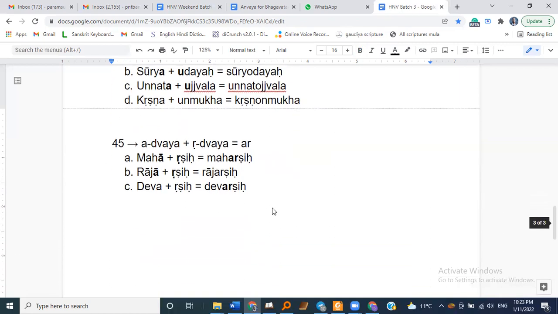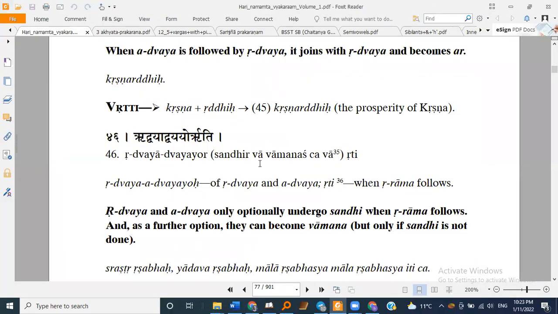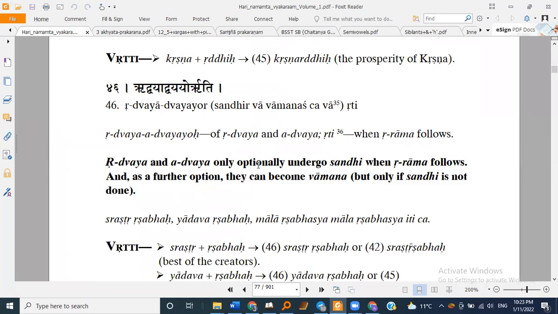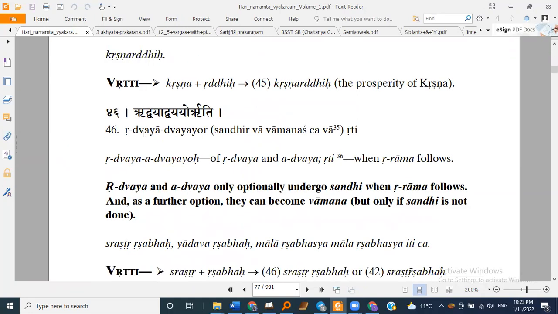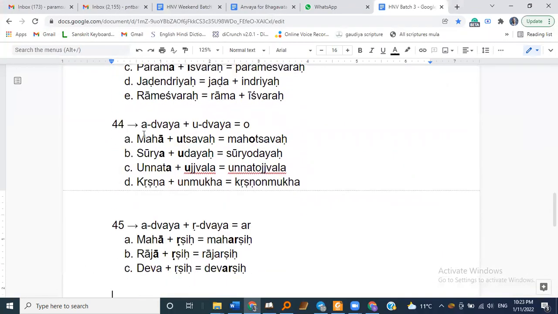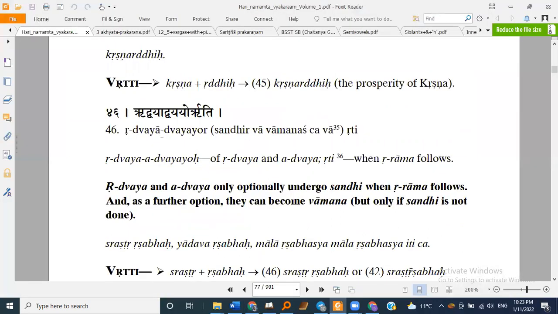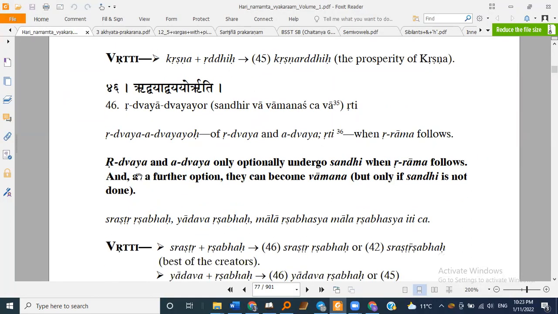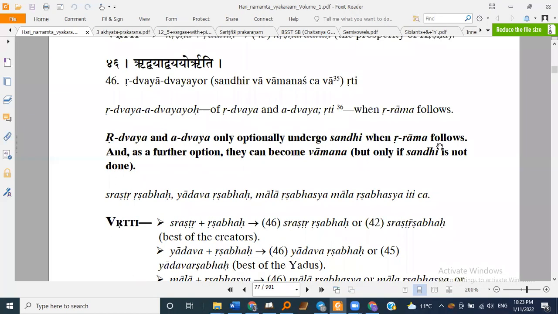As we move ahead, we'll learn this also. Okay, one more sutra we'll do. Hridvaya Dvayayor Riti. Hridvaya and Advaya only optionally undergo Sandhi when Rirama follows.